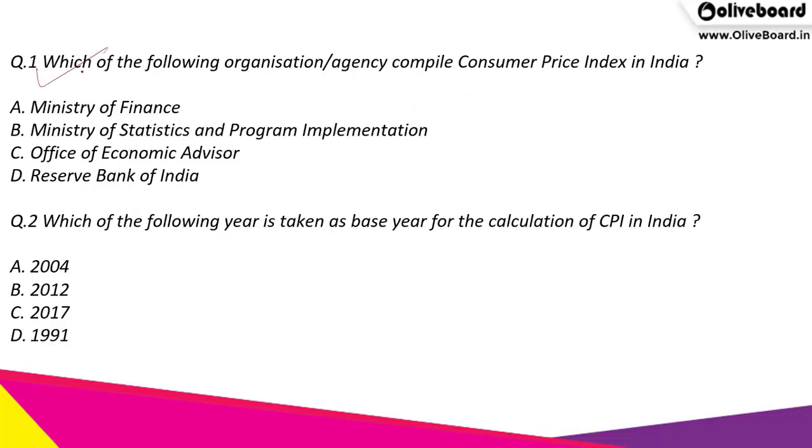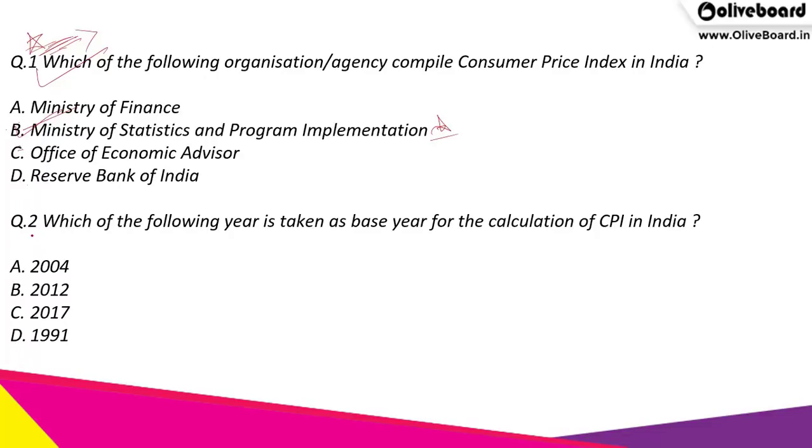Now we have the question, which of the following organization or agency compile consumer price index in India? One of the most important questions, and it is expected to come in any of the exams in 2019. A, Ministry of Finance. B, Ministry of Statistics and Program Implementation. C, Office of Economic Advisor, and D, Reserve Bank of India. The correct answer, you can pause the video and think if you know. The correct answer is Ministry of Statistics and Program Implementation.